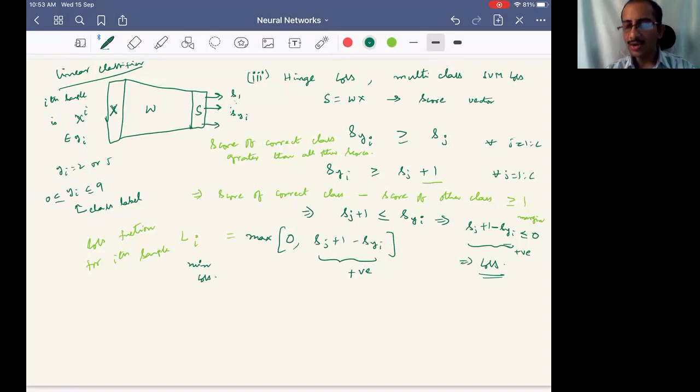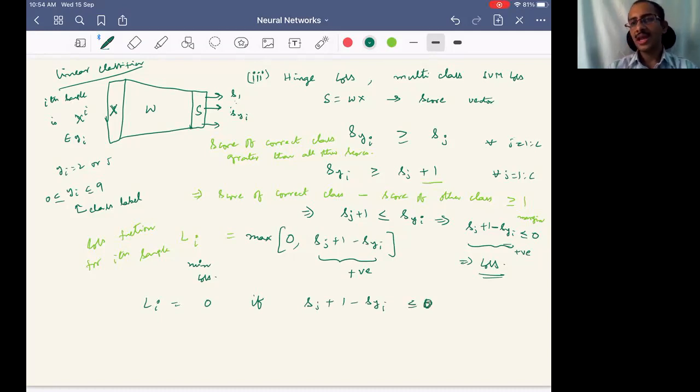Okay. And if this is negative, we don't want to bother. In such a case, we just consider loss equal to 0. So essentially, how I define this loss function is: loss equals 0 if sj plus 1 minus syi is less than or equal to 0. Fine, is this fine or not?